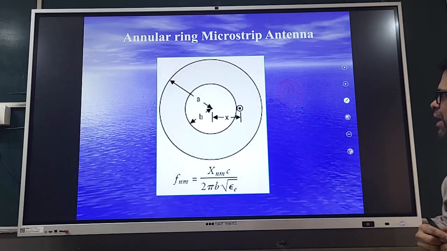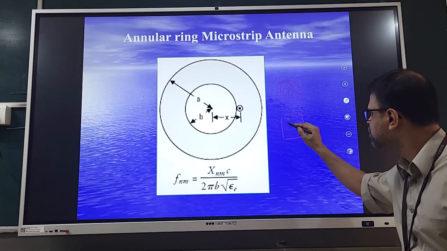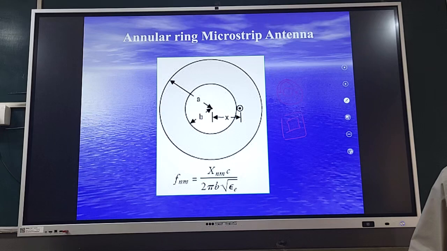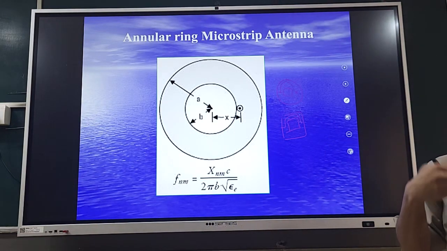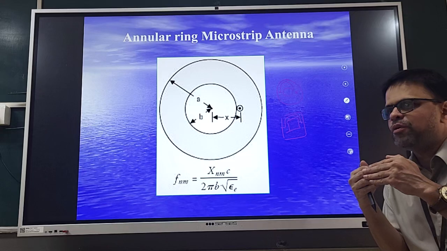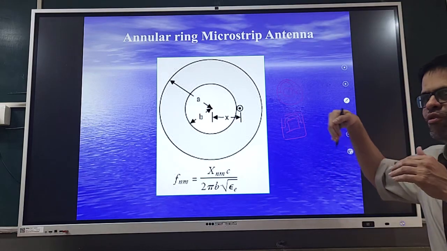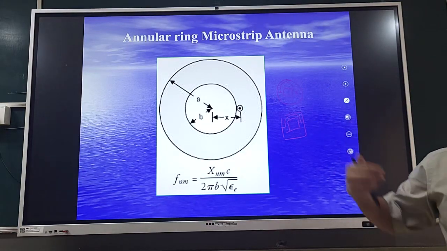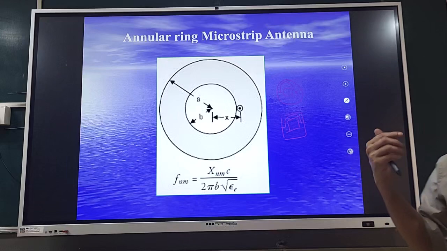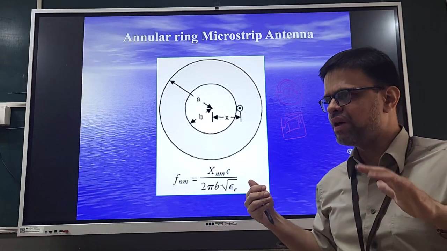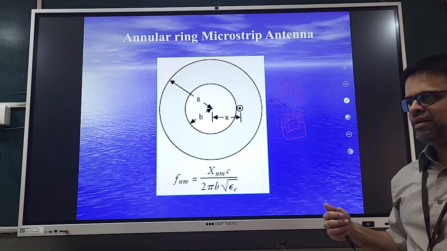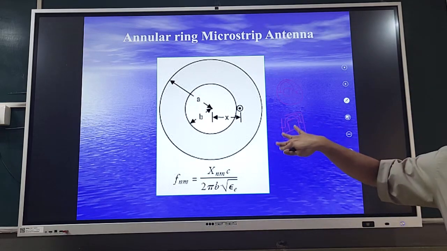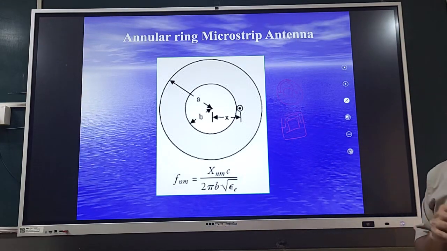Similarly, you will have a square ring antenna design. That also works on a similar principle, where the length of the patch is increased. It is too early to discuss these points, but since they are there in the flow of the equation, and these are some of the regular shape MSAs, I have discussed them. Why regular shape? Because they are derived from these original three patches.